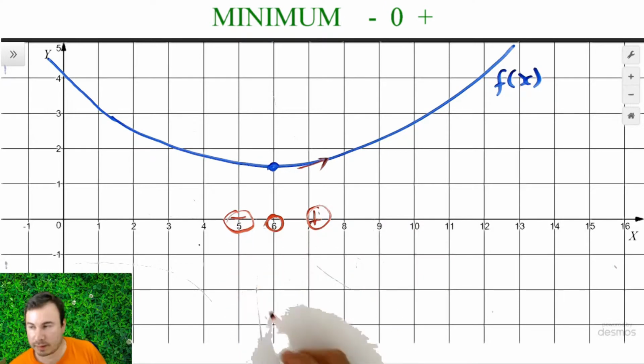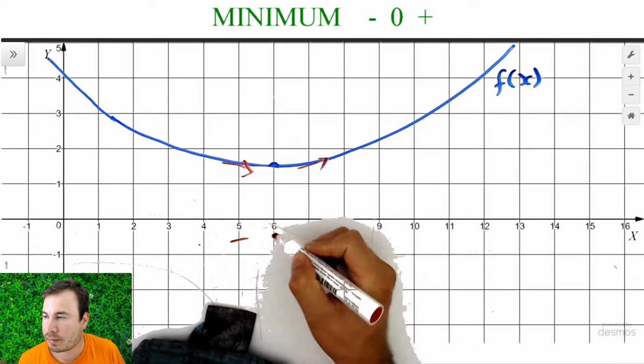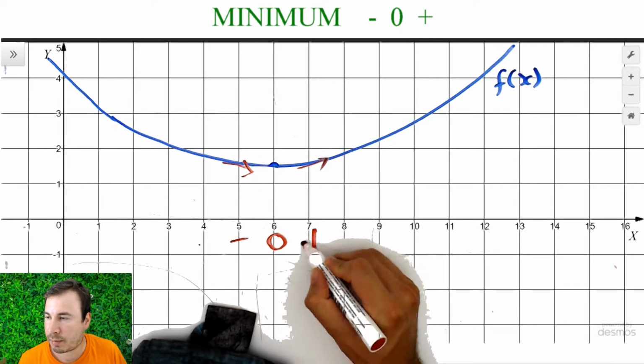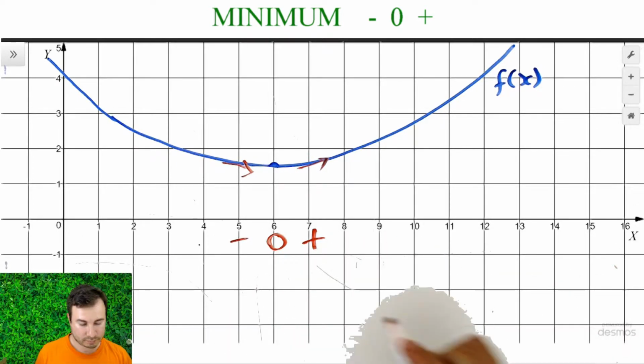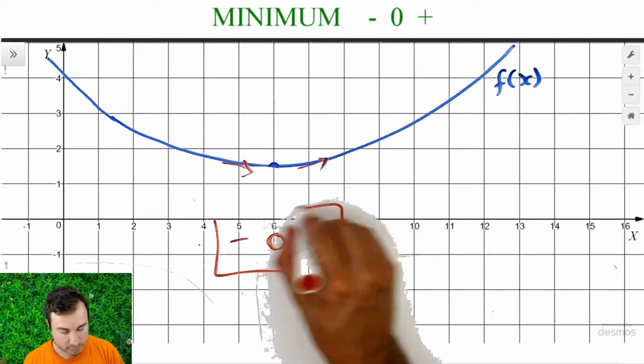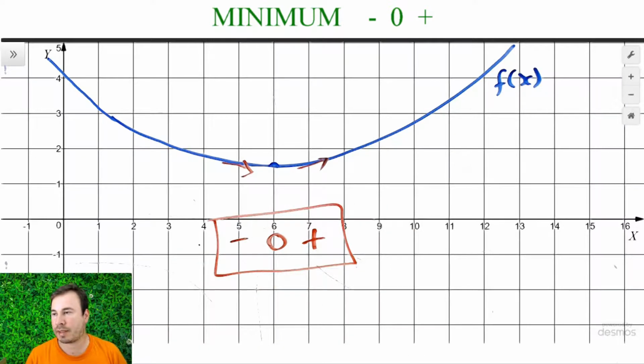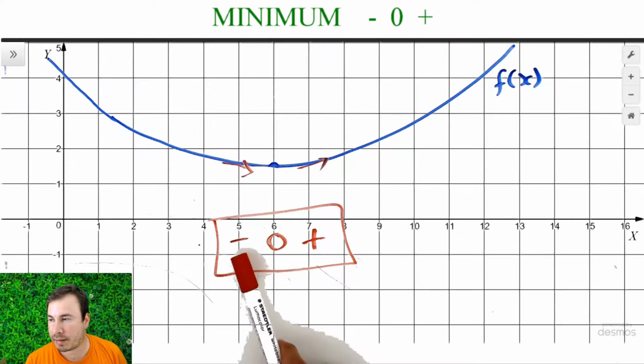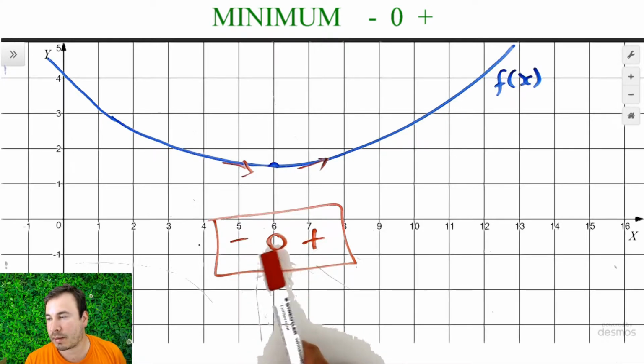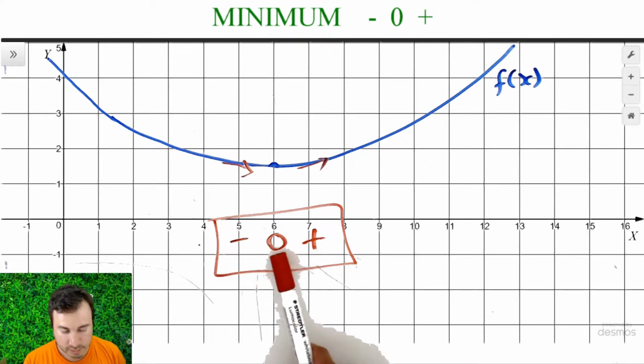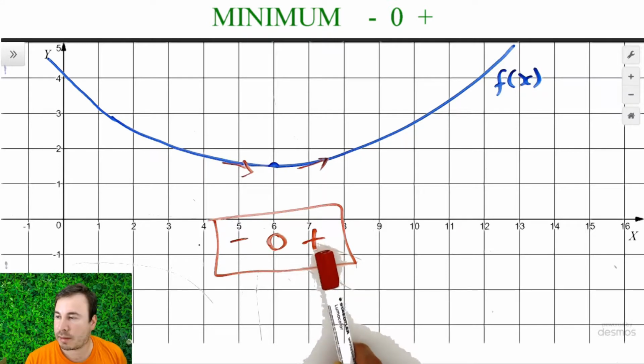So we're left with negative, 0, and positive. That would be your clue as to what kind of stationary point this is. So if you see that the derivative a little bit behind the stationary point is negative, and then it goes to 0, and then it goes positive, it is a minimum.